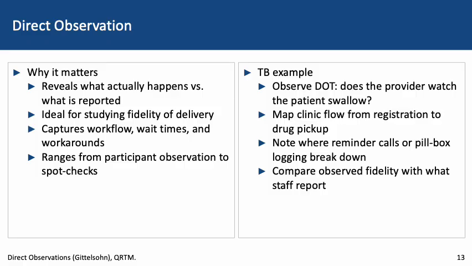You might want to do things like map the clinic flow from the registration desk all the way to the drug pickup window, and define any bottlenecks. When the patient is going from point to point between these settings, whether it's a specialty TB clinic, a hospital setting, or another outpatient setting, observing the flow of the patient can often be a very useful endeavor and reveals many things. You also want to note where the reminder calls or pillbox logging breakdowns are, and then compare what you've observed against what the staff told you in interviews. The discrepancies are often what we're really looking for. That tension between what is said and what is actually happening in reality is what we're really looking for in using this type of method.